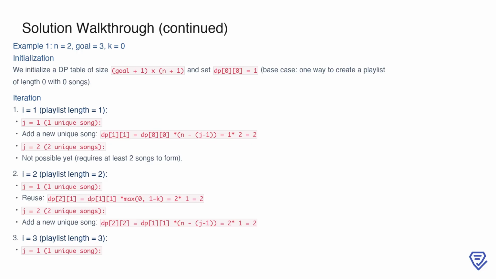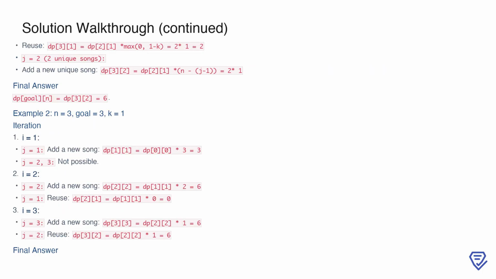At i equals 3, we start by calculating dp[3][1], where we reuse songs to find its value. For i equals 3, when j equals 1, reusing songs gives dp[3][1] as dp[2][1] multiplied by the maximum reusable songs, which is still 1. This results in dp[3][1] equaling 2.